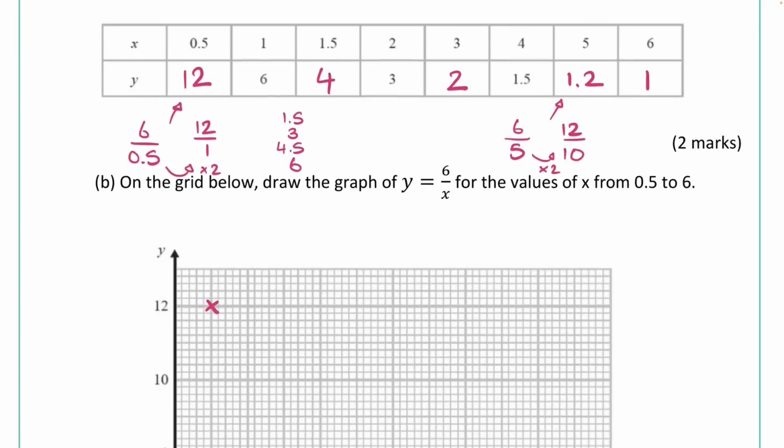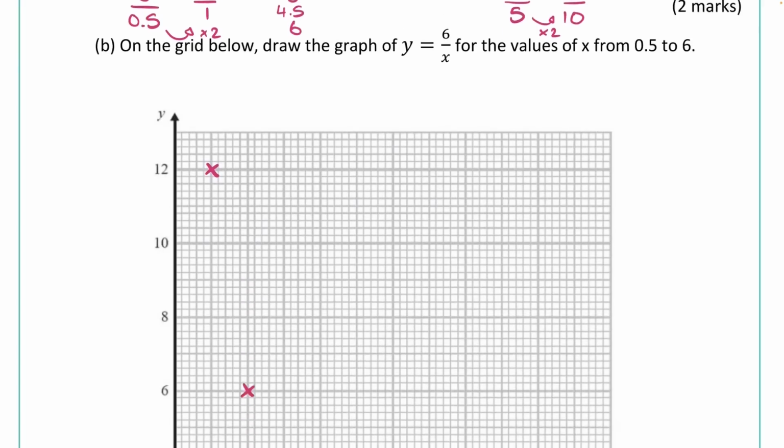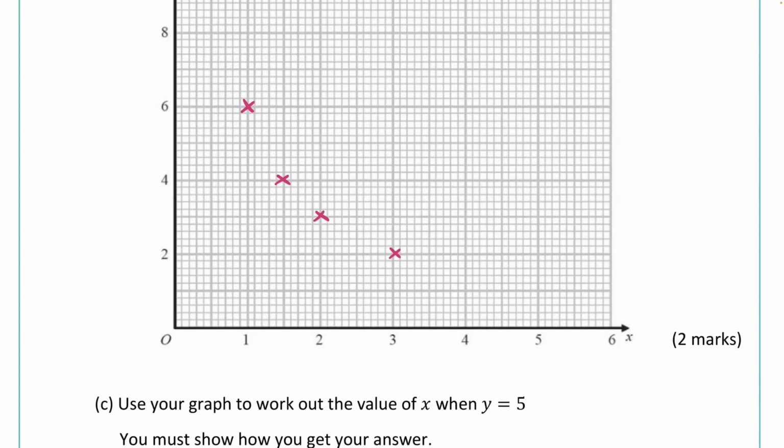And then we've got a couple left. 4 up to 1.5, that's in the middle there. 5 went up to 1.2, which is about here, and 6 went up to 1. There we go. And notice how I didn't overly stress there about the 1.2. I've just gone just above the 1 square up, that's 1.2.